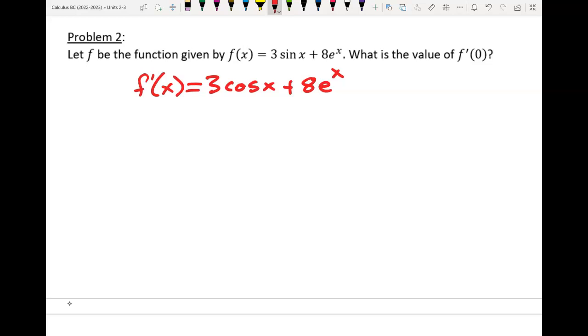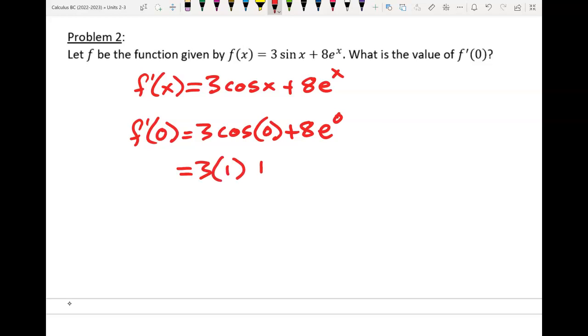All right. And then after that? Plug in 0. Okay, so 3 cosine times 0 plus 8 e to the 0. Yeah. And then cosine of 0 is 1. Okay, so 3 times 1 plus 8 times 1. Good. So 3 plus 8 is 11. Okay, how did we do on number 2, guys? Did we get 11? Yep. All right.